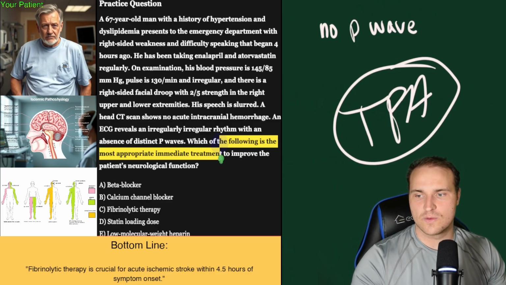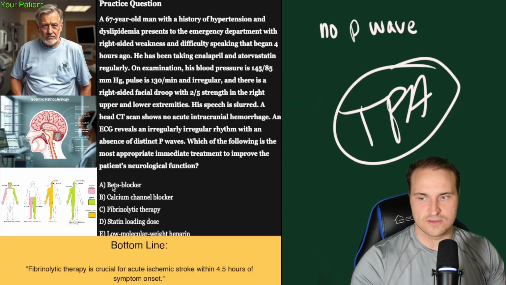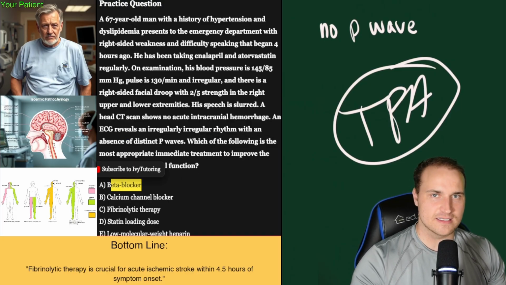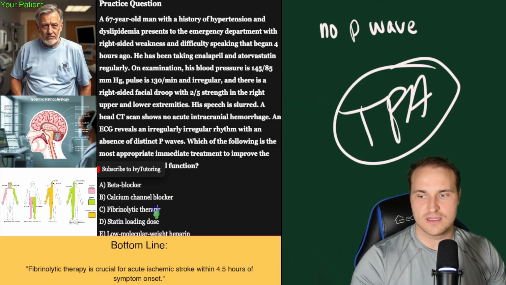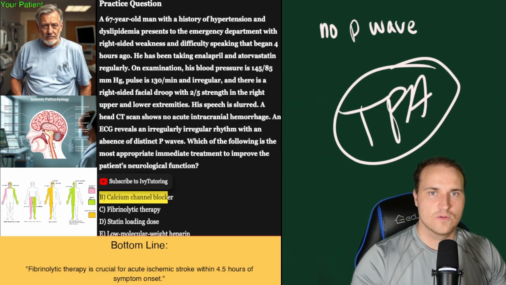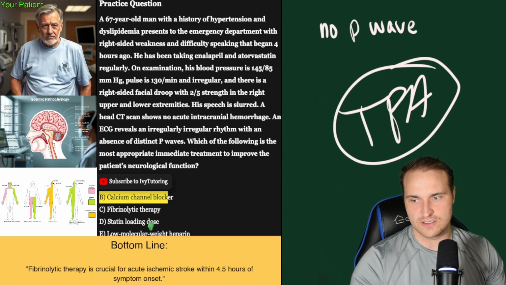All right, so which one would actually improve the stuff? How about a beta blocker? Well, that's just used for rate control in AFib. And it doesn't actually address the stroke, and it could actually worsen the hypotension and the cerebral perfusion acutely. How about calcium channel blockers? Well, that would be used for rate control as well, and it's not appropriate in acute strokes. There's no neurological benefit from that. So what's the reason you're doing that?